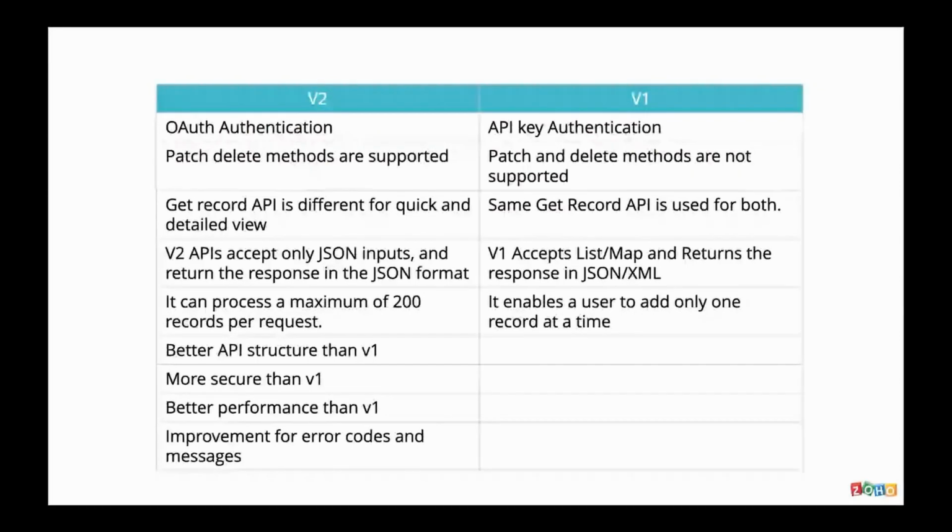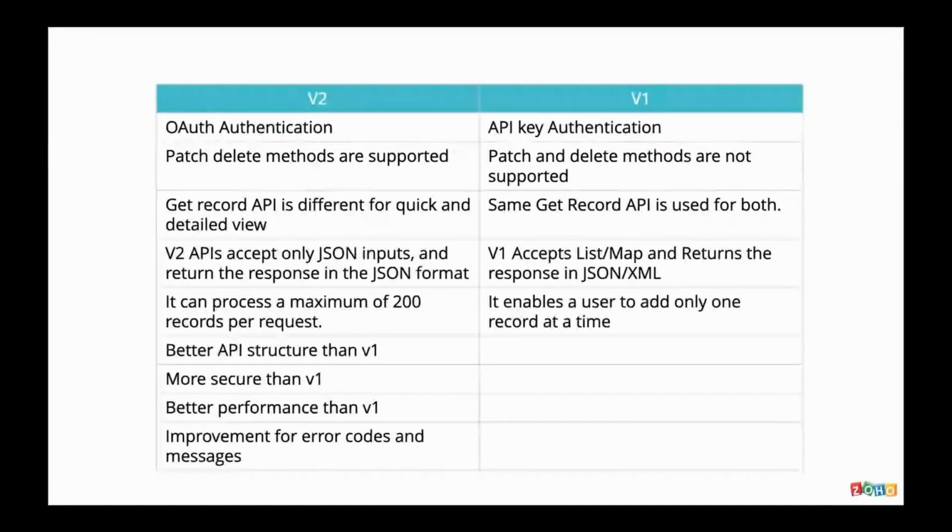However, in the V2 version, we have two separate URLs, two separate tasks to pull data based upon quick view and detail view. So you can separately pull the quick view and detail view and not all the records at once. So that's one of the important points. And next, V2 API accepts only JSON inputs. So you cannot pass any other inputs like XML or any list of data. You can only input JSON into the body of the API request.